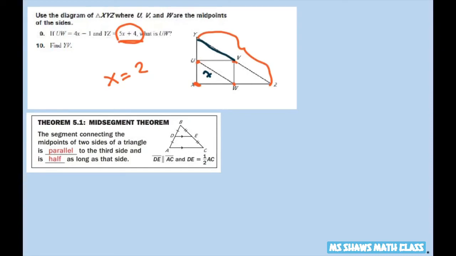So the whole length is going to be 5 times 2 plus 4. That equals 14. So this whole length is 14. These two sides are congruent. So if you take half of that, this is 7, and this is 7. So this length was 7, and this length was 7. And so these 3 sides are congruent.